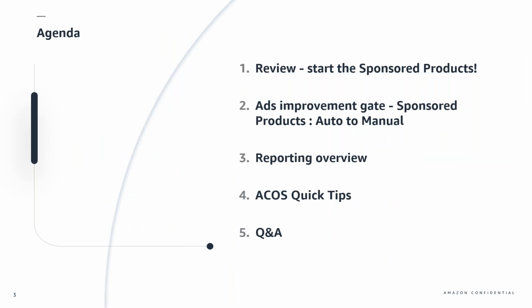All right, so today, this is the agenda we will cover to improve your performance. I have 4 different agenda items to share with you. Number one is to quickly review what we learned last week on Sponsored Products, basically the starting foundation, which was automatic campaigns. Number two is the improvement gate, moving from automatic targeting to manual targeting. And number three, after manual campaigns, what are the quick tips we can do, and what are the reporting things that we have to see together?